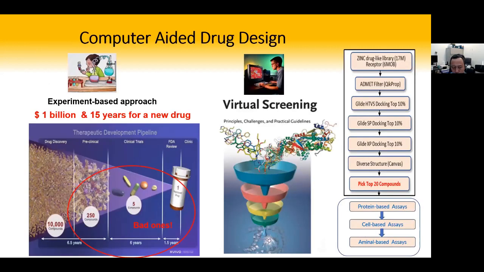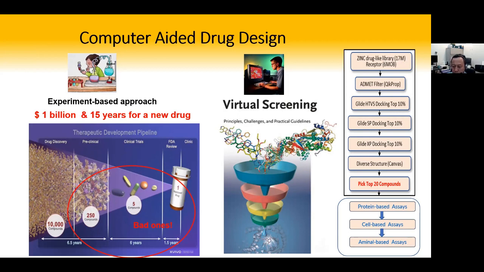So why do we want to do computer-aided drug design? Because we don't want the traditional blind testing approach, which takes too much time and cost for development. We want to fully use the available information about the drug target, about its sequence, about its structure, and even its dynamics, all the properties, to do the virtual screening in the computer. So we can narrow down to a small list of good candidates.